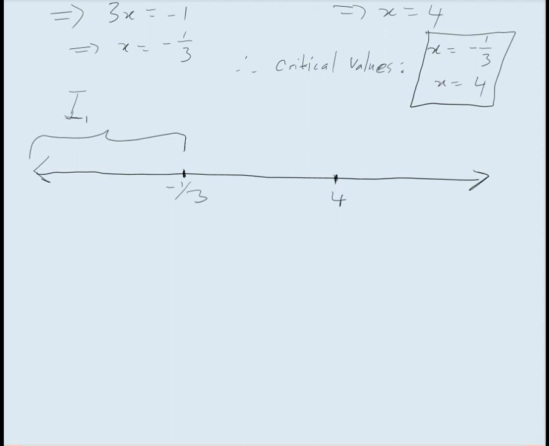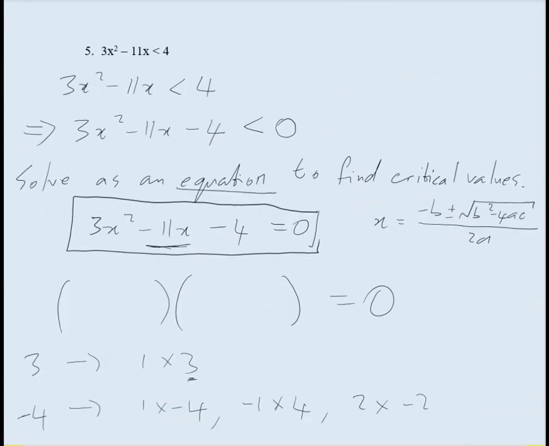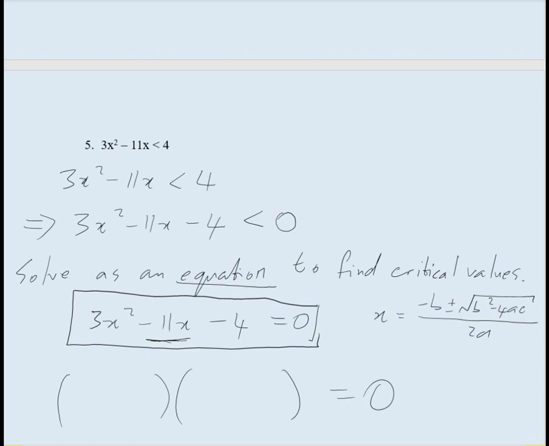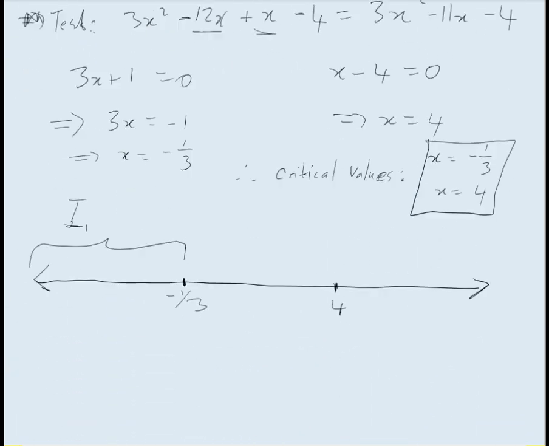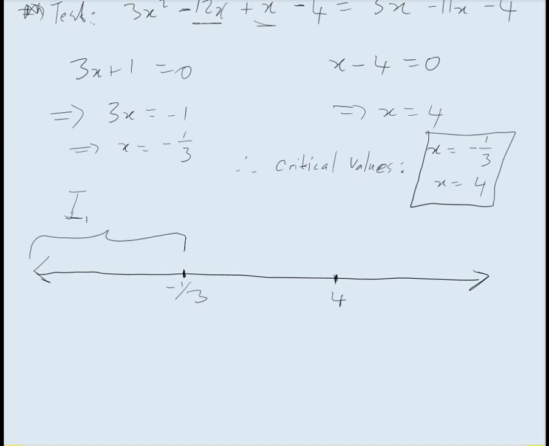And now you must remember something. Earlier I said that our inequality is strictly less than, not less than or equal to. So we don't include the critical values. So normally what we'll do is draw an open circle on these critical values. It means we do not include these values. And then interval 2 is the one that's in between these values. So this is I2. And then the last interval, which we'll just call I3, is everything to the right of 4.